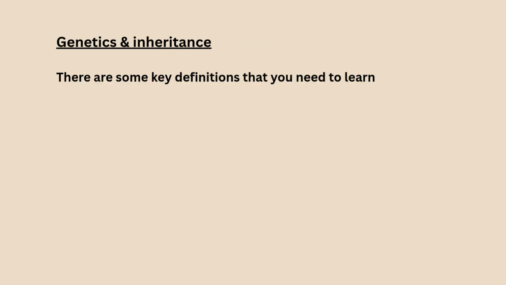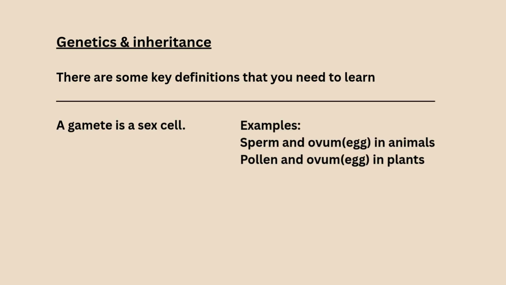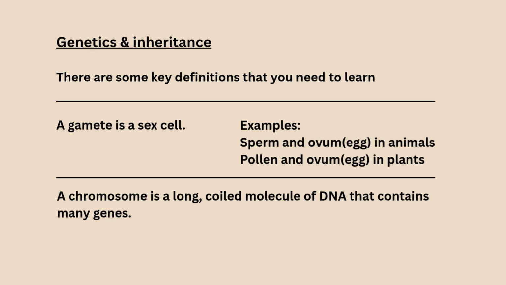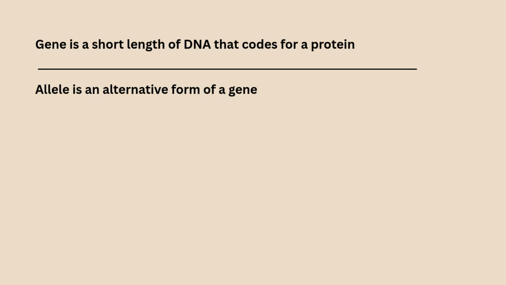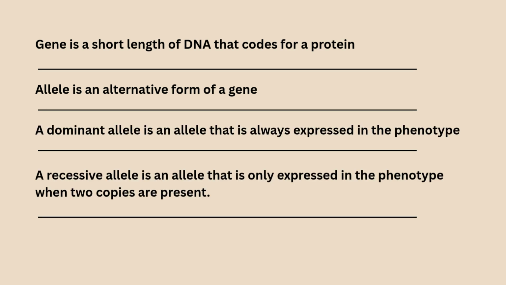There are some key definitions that you need to learn. A gamete is a sex cell, so examples of that would be a sperm and ovum in animals or pollen and ovum in plants. A chromosome is a long, coiled molecule of DNA that contains many genes. A gene is a short length of DNA that codes for a protein. An allele is an alternative form of a gene. A dominant allele is an allele that is always expressed in the phenotype. A recessive allele is an allele that is only expressed in the phenotype when there are two copies present.